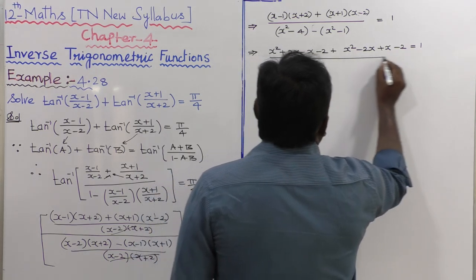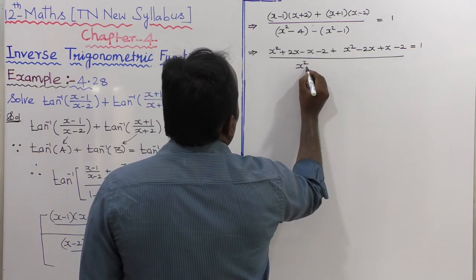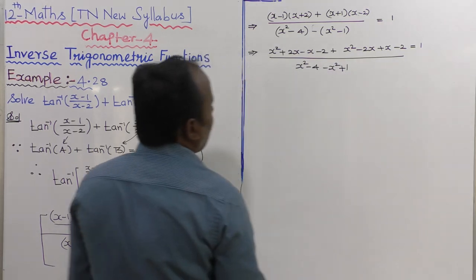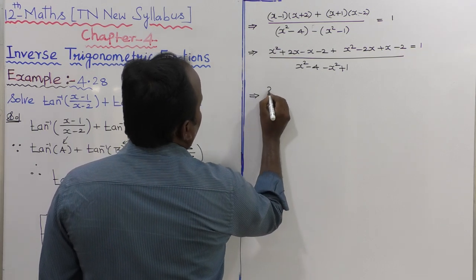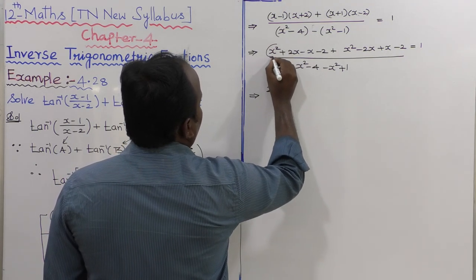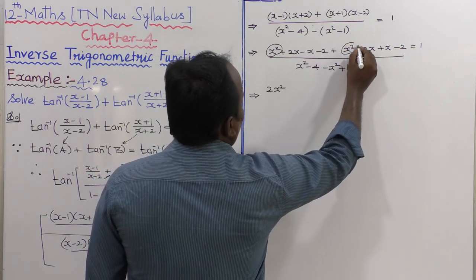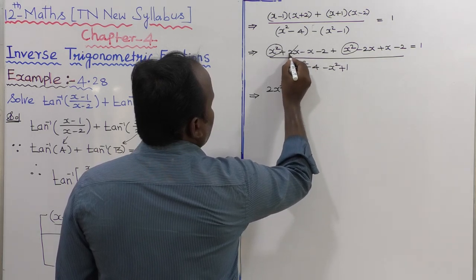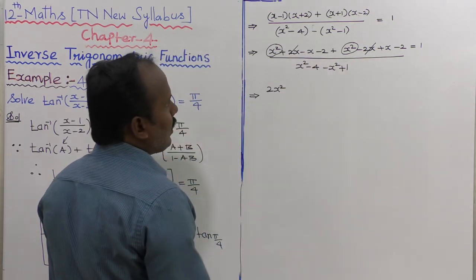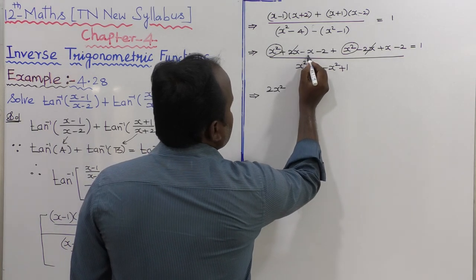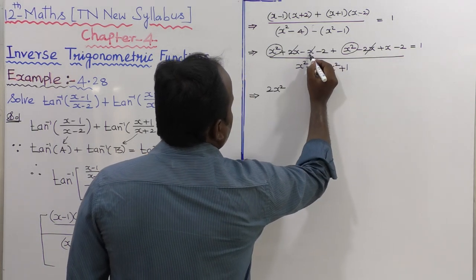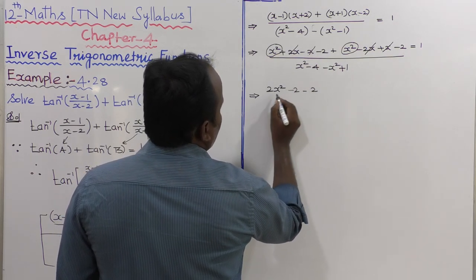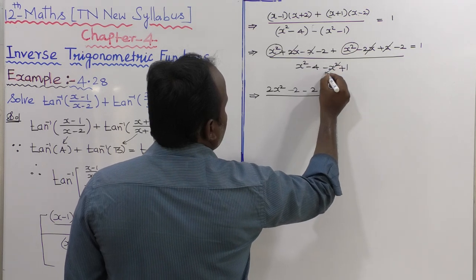The whole divided by x square minus 4 minus x square plus 1. Which implies 2x square, that is the first one. Next, plus 2x and minus 2x cancel. Then minus x and plus x cancel. The remaining value is minus 2, whole divided by this, where x square cancels.